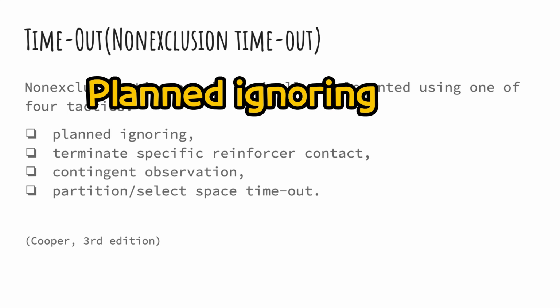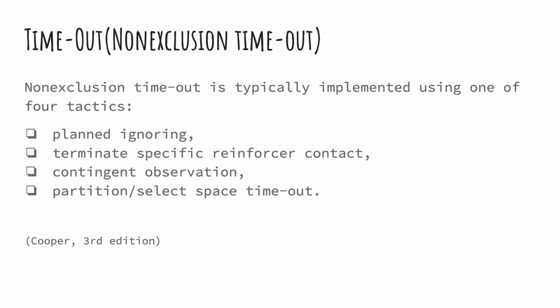Planned ignoring involves withholding attention or social interaction from the individual engaging in the problem behavior. Let me give you an example. In a classroom setting, if a student is repeatedly calling out without raising their hand, the teacher may choose to ignore the student's behavior by not responding or acknowledging them until they raise their hand appropriately.